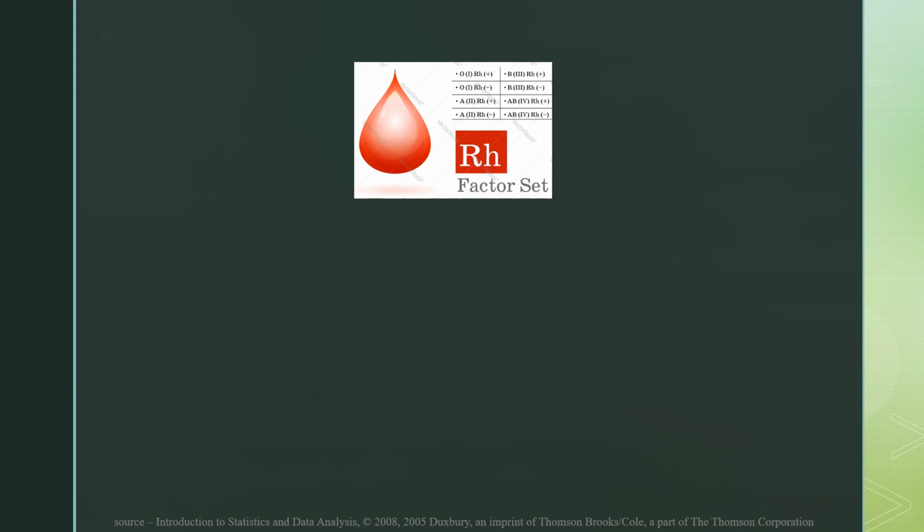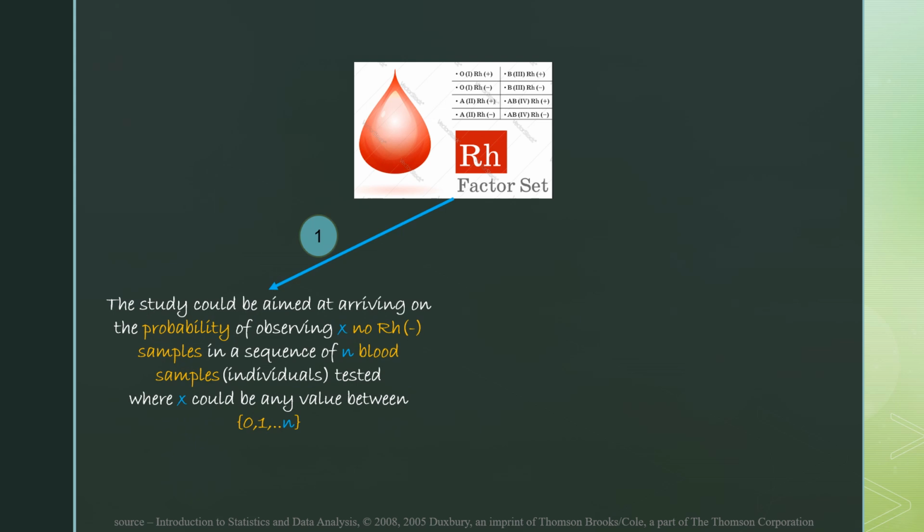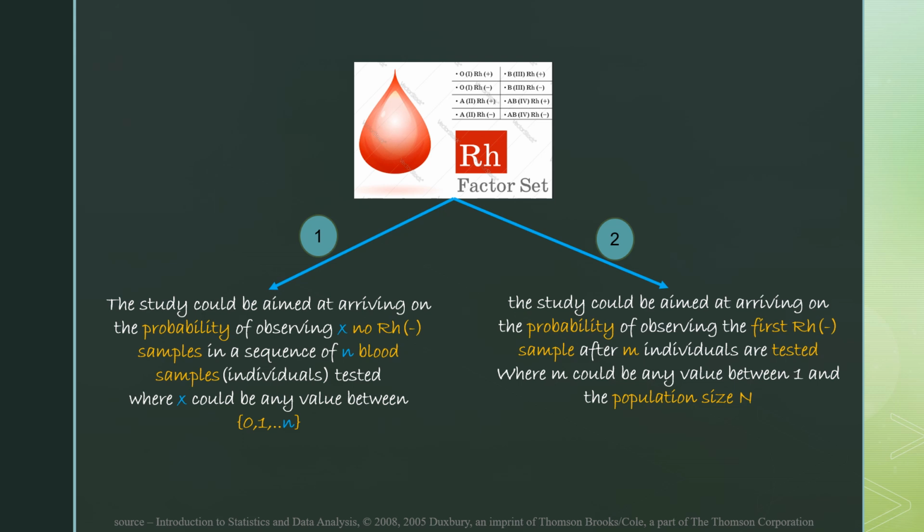Imagine an experiment that involves examining the RH factor in the blood samples of individuals that undergo the test. The study could be aimed at arriving at the probability of observing X number of RH negative samples in a sequence of n blood samples tested, where X could be any value between 0 and n. Or the study could be aimed at arriving at the probability of observing the first RH negative sample after m individuals are tested, where m could be any value between 1 and the population size n.